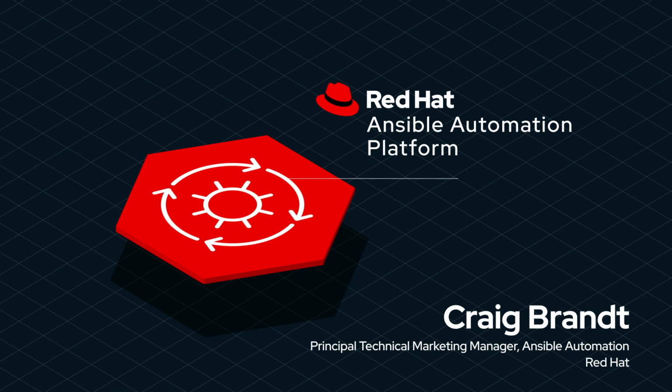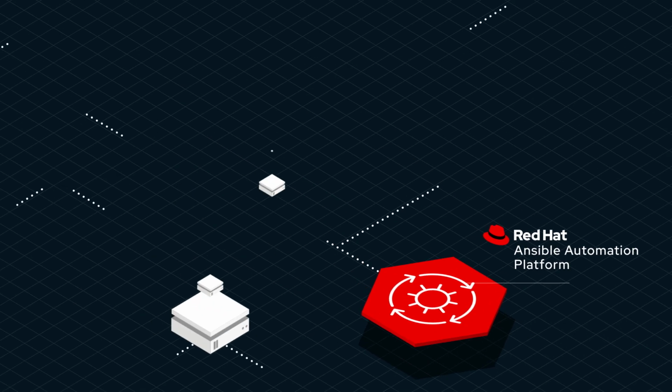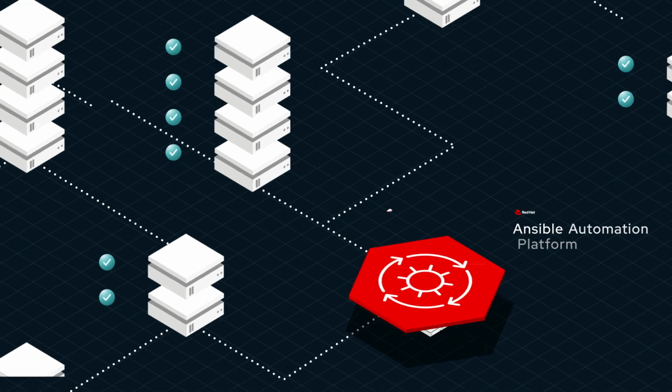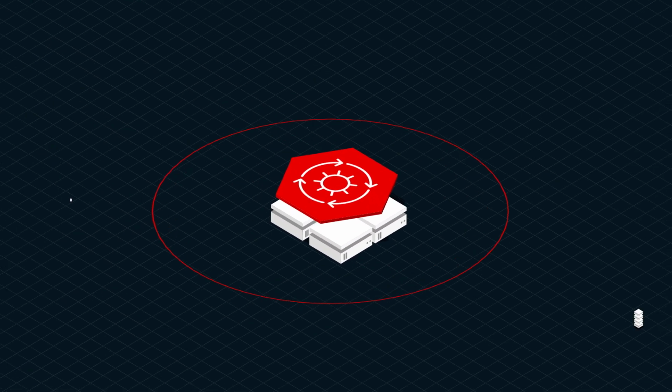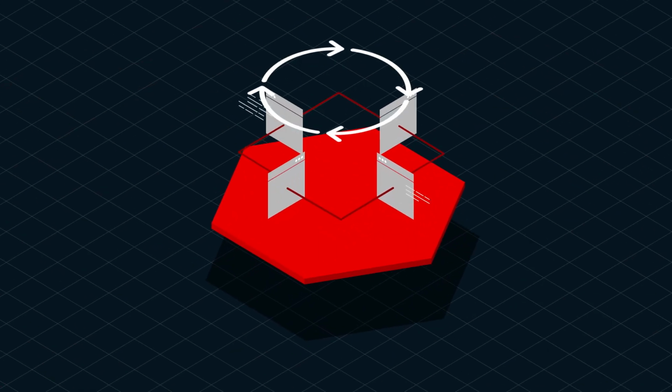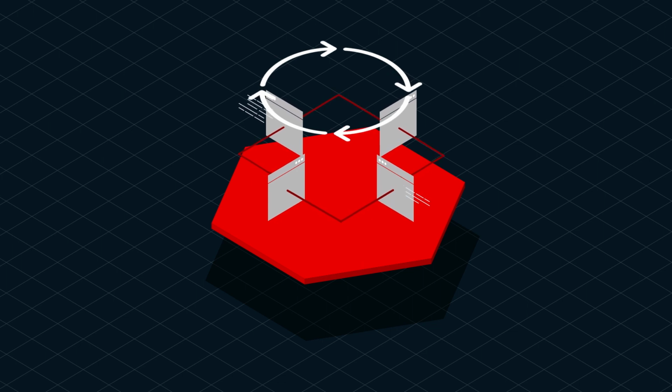Red Hat Ansible Automation Platform provides an enterprise framework for building and operating IT automation at scale, from hybrid cloud to the edge. This makes it easier to create, manage, and share automation by packaging solutions into a stable, supported platform.